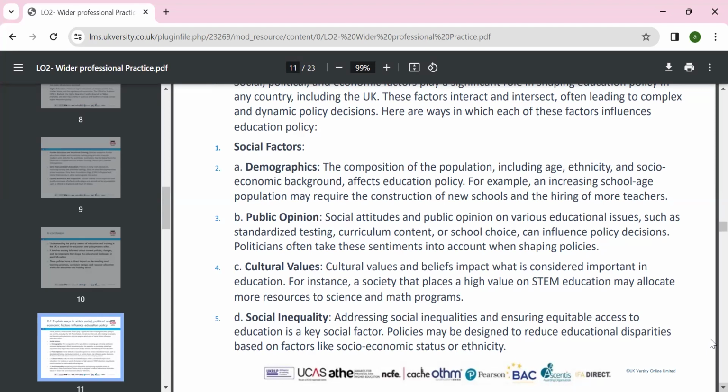and politicians, of course, take the sentiments into account when shaping policies. Cultural values, yes, of course, which we need to look at, such as the British values we discussed in the previous lesson. Those need to be embedded within our internal as well as external policies. Social inequalities: addressing social inequalities and ensuring equitable access to education is a key social factor.